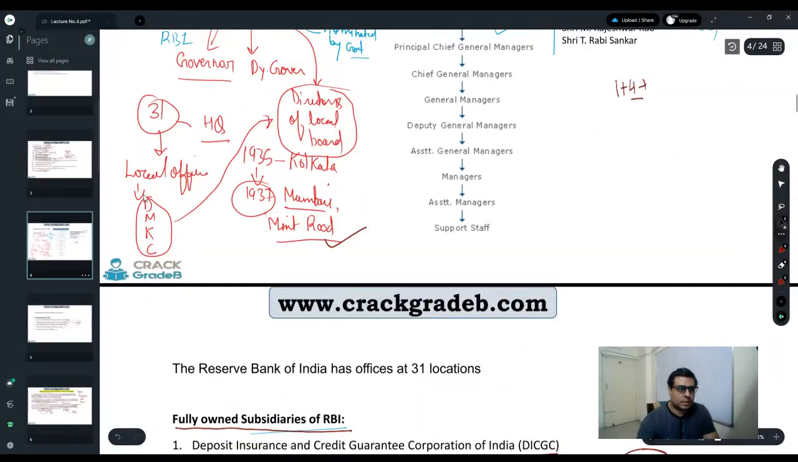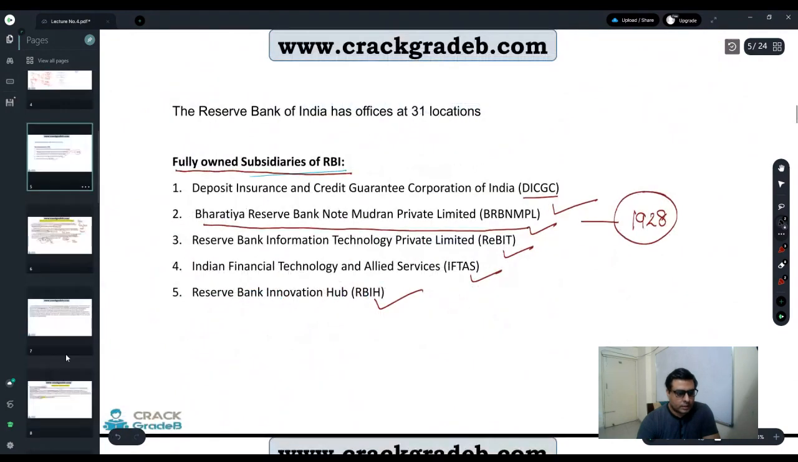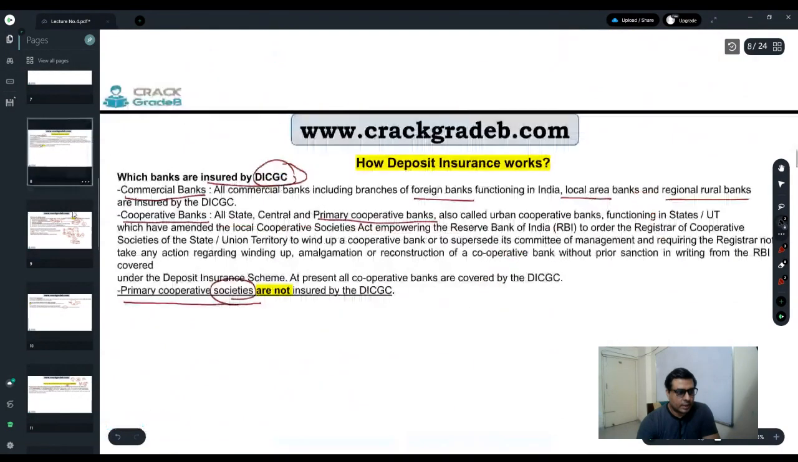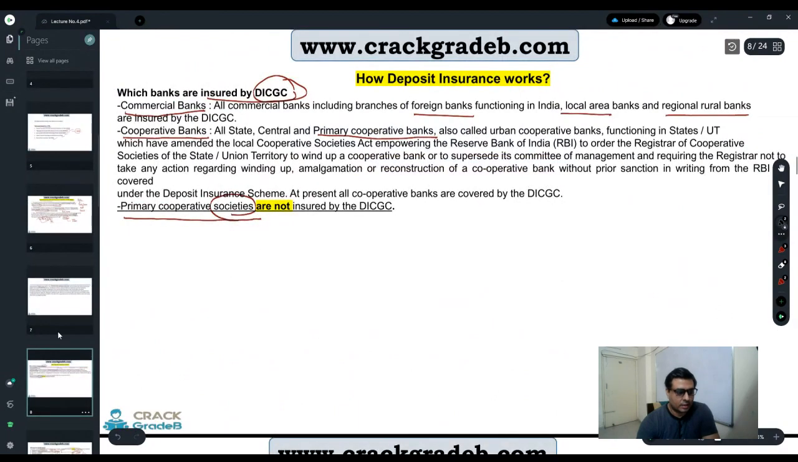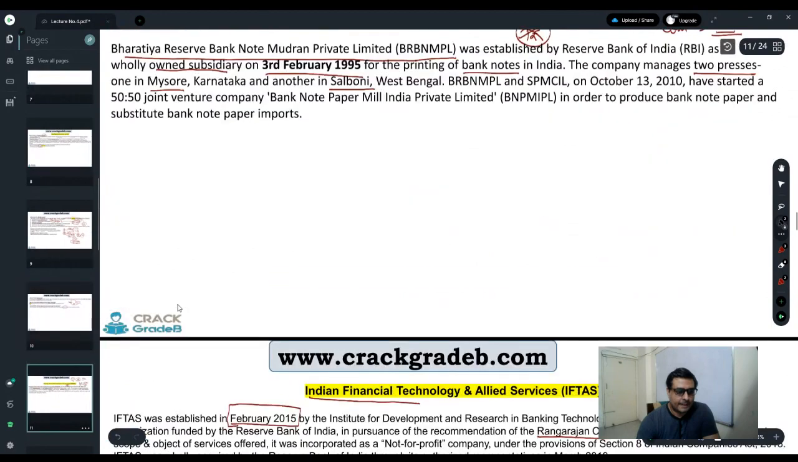about the structure, the central board of directors, when I was telling you. Right. So the central board of directors, I told you, is an organization having 21 people. The central board: one governor, four deputy governors, four local board directors, 10 nominees from the government of India, and two government officials. Right. So it is very important to understand the role and function of this central board.